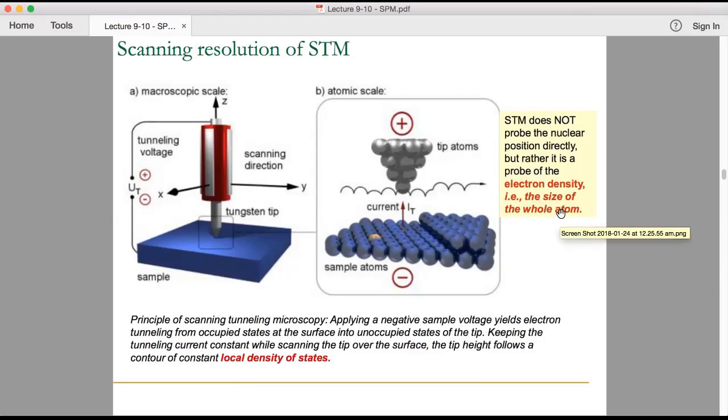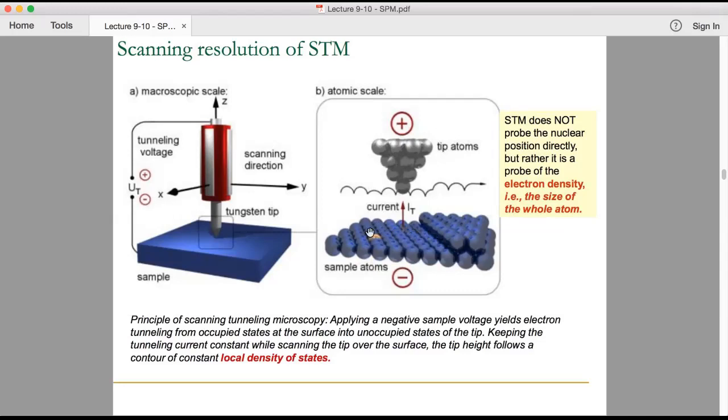STM does not probe the nuclear position directly, but rather it probes the electron density, that is the size of the whole atom, right? So when it keeps on scanning, if there's a different material, that means there's a different atom, so the electron density is different, and there will be a difference in the current created. That small difference in the tunneling current will provide you information about the material or the foreign atom that is located in the homogeneous medium.